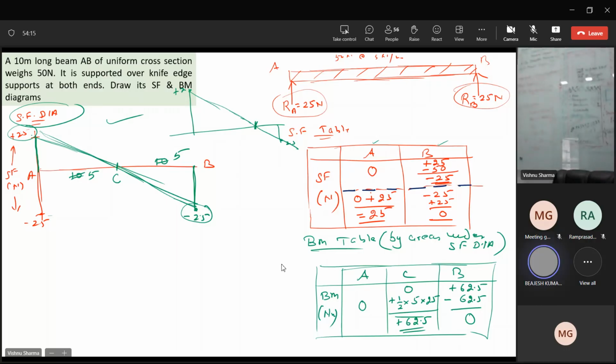Sir, once again, can you explain this, RA plus RB is 25? Yeah, so calculate RA plus RB, 25. Uniformly distributed weight is there, 5 Newton per meter. Why did we calculate it yesterday? No, you were not in the class yesterday. No, I was in the class, but this uniform. The second question we did not calculate by moments. No, I attended that. So yesterday we calculated it. Okay, copied, sir.